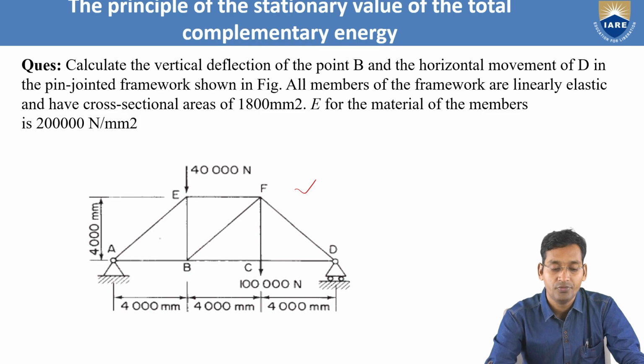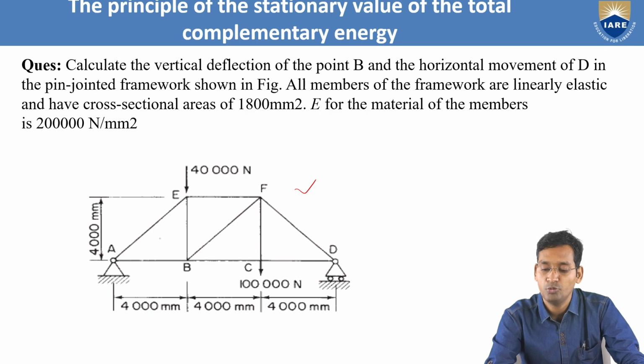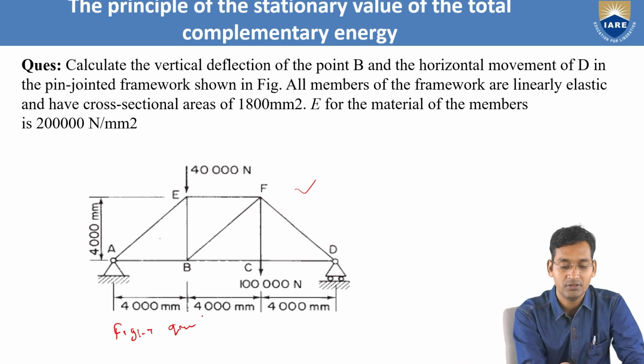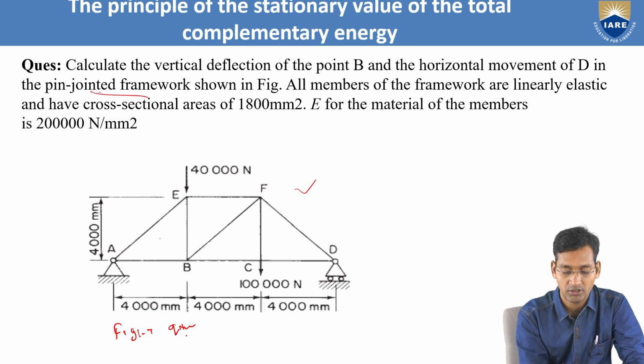Calculate the vertical deflection of the point B and the horizontal movement of D in the pin joint framework shown in the figure. All members of the framework are linearly elastic and have a cross-sectional area of 1800 mm square. E for the material of the member is given. So this is the figure for the given question, the pin joint framework. You can also write this as pin joint frame work.